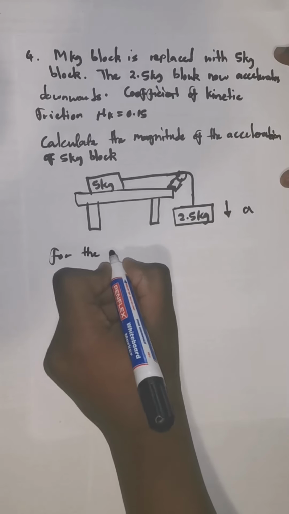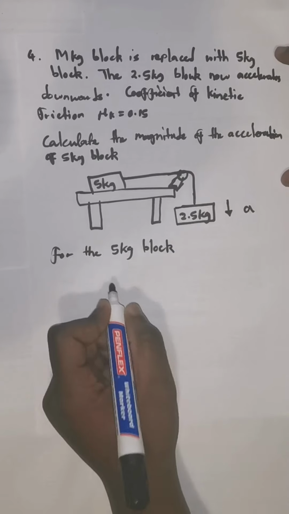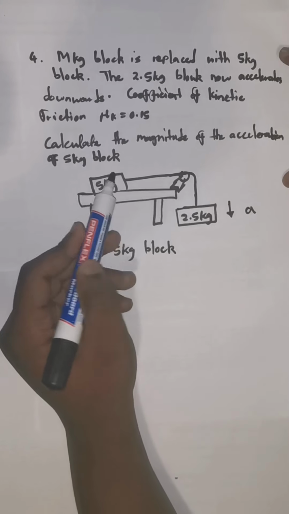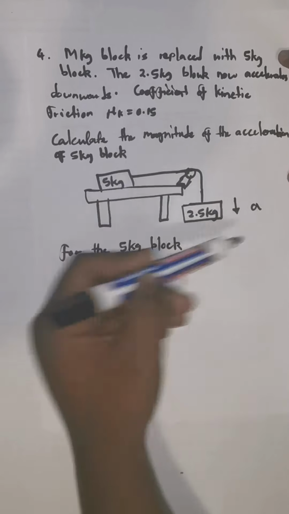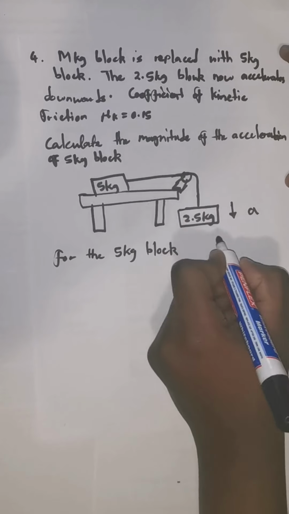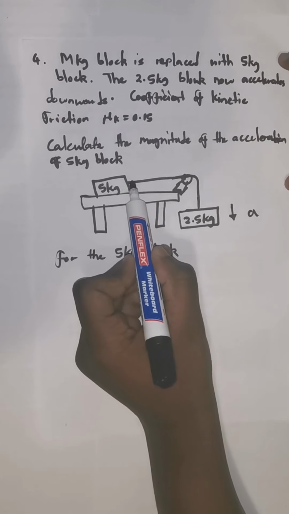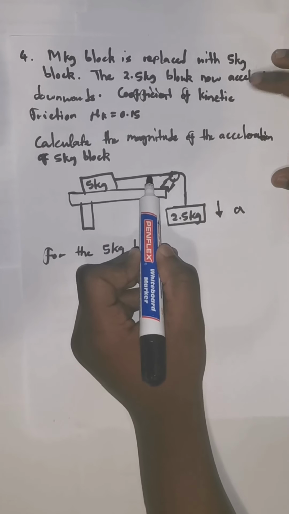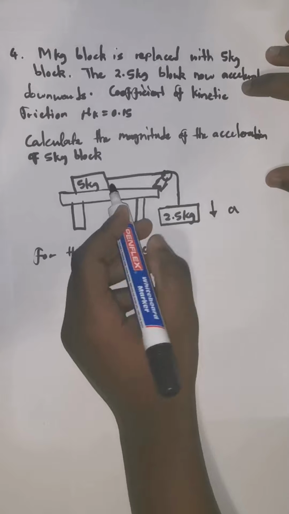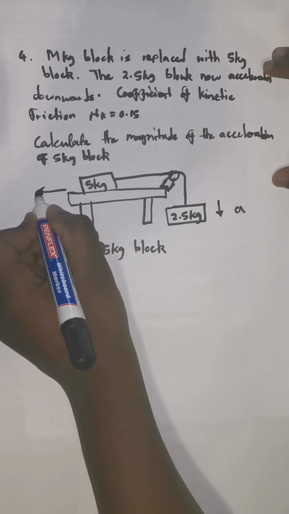So for the 5 kg block, we're going to do it like this, right? We told that there's kinetic friction. Now this means it's a different scenario. The system is no longer stationary, now it is moving. So this block accelerates downwards. When this block accelerates downwards, it means that this 5 kg block is moving to the right, and then there's kinetic friction which opposes the motion of this 5 kg block, which goes to the left.